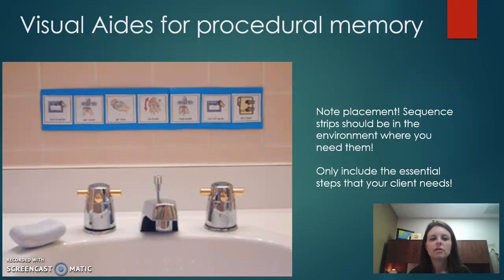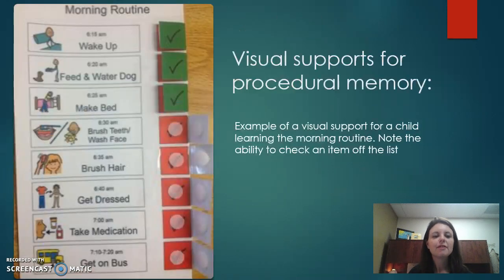Remember that your visuals always need to go left to right, because that's how we're hardwired to interpret information, left to right, top to bottom, just like you read. And you only need to include the essential steps that your specific client is struggling transitioning from. So if they never have trouble remembering to turn on the water, you can omit that step. But if they always have trouble remembering to rub their hands together, you definitely want to represent that step in your visual strip.